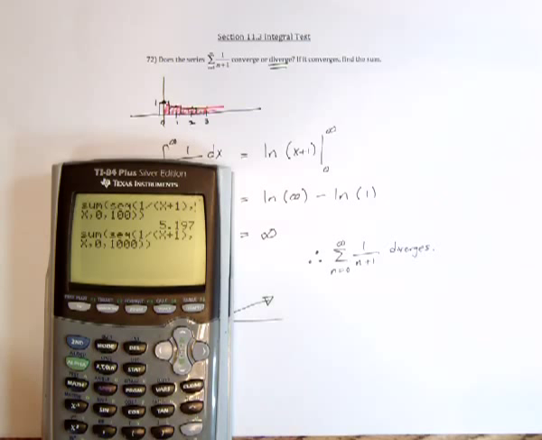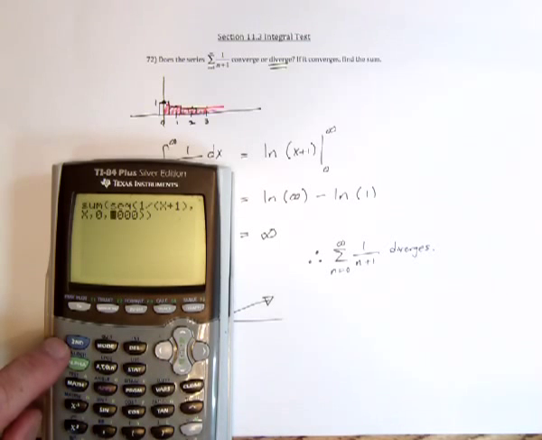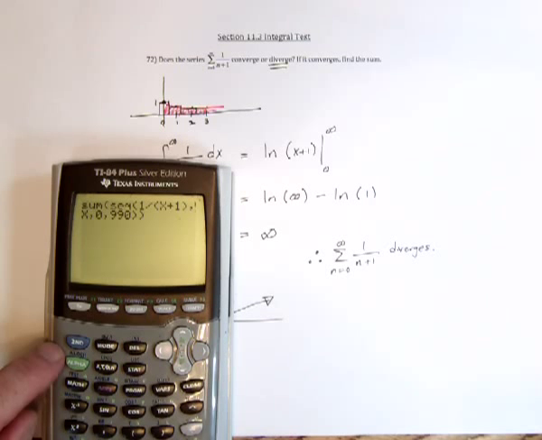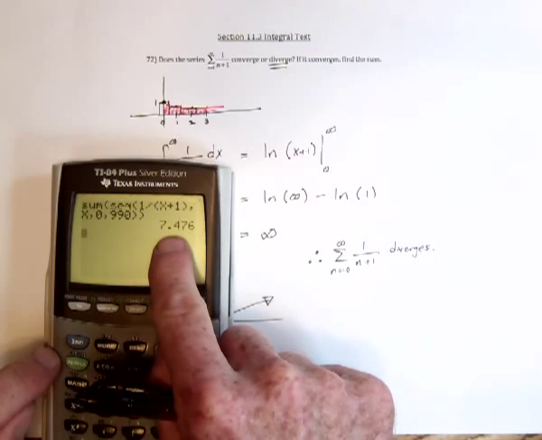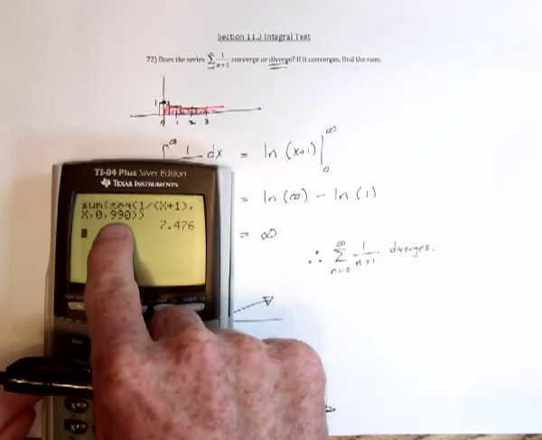come on, calculator, you can do it. No, I guess you can't. How about 990 terms? So last time it was 5.1 something when I added up 100 terms. When I added up 990 terms, it's jumped up to 7.4. So it jumped from a 5.1 to a 7.4 when I added an additional 890 terms.